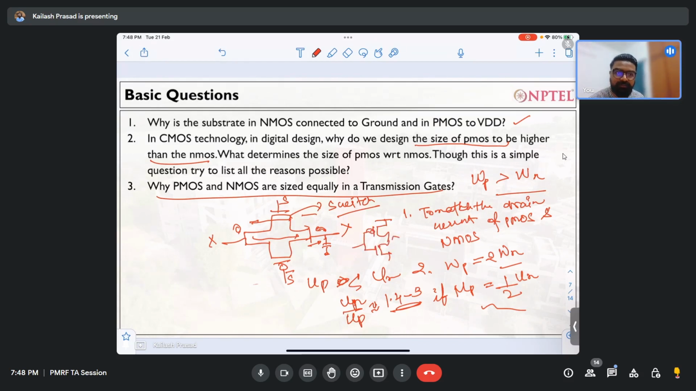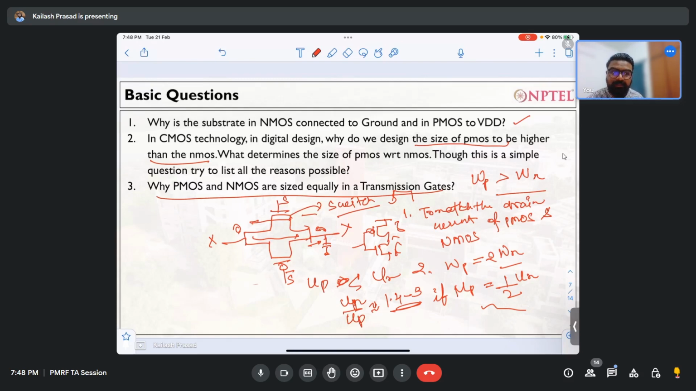If you want to pass a one, you have to pass through only PMOS. If you have to pass zero, you have to pass through only NMOS. And if you want the same rise and fall time, you have to size them accordingly, otherwise it will be very skewed. In the case of a transmission gate, it is not the case, because both of them are in parallel. Because of that, you do not require sizing in the transmission gate.